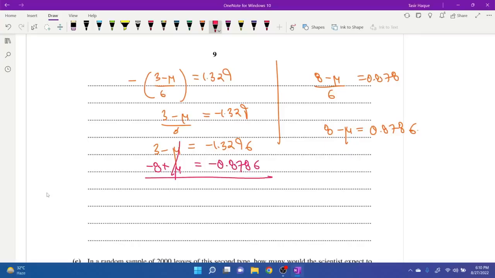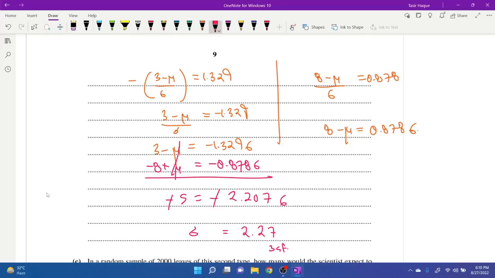Okay, we can get rid of these. So minus 5 is equal to minus 1.329 minus 0.878, that's minus 2.207 sigma. Okay, so 5 divided by the answer, sigma is equal to, sorry, my sigma looks like a 6. So sigma is actually equal to 2.27 to 3SF.